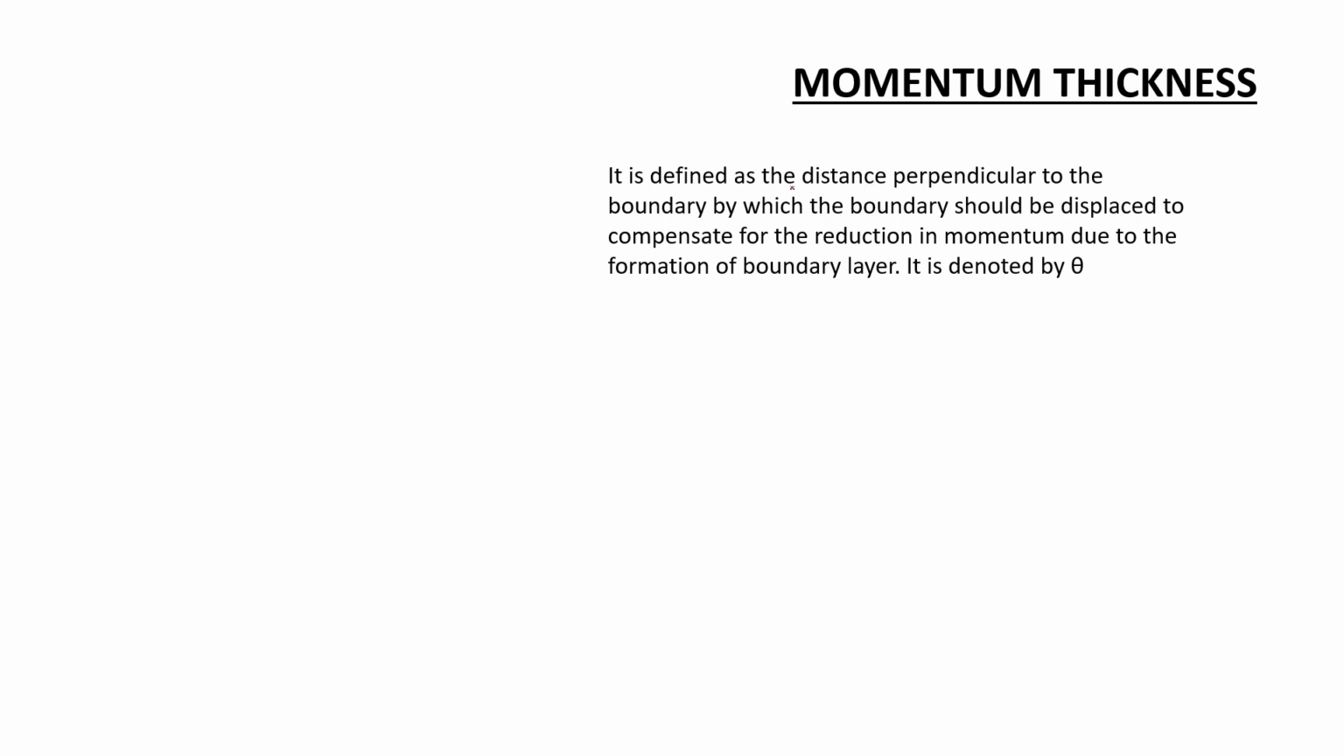What is momentum thickness? Momentum thickness is just like the displacement thickness. It is defined as the distance perpendicular to the boundary by which the boundary should be displaced to compensate for the reduction in momentum due to the formation of boundary layer. It is denoted by theta. Let us take the flat plate here. You can see the boundary layer formation on the top of the plate, and the thickness of the boundary layer at this position is delta.